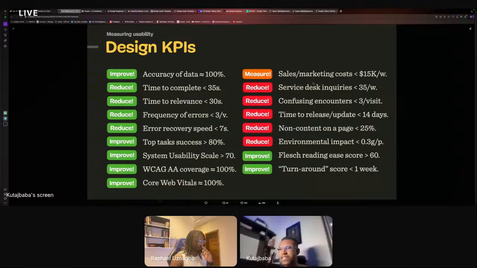There are other things here. We have system stability score. We also have core web vitals. I don't really know what this means, but I think the key one here is error recovery period. If a user makes a mistake with a product, how fast are they able to recover and continue the journey they are looking to achieve? That's also something you want to measure.